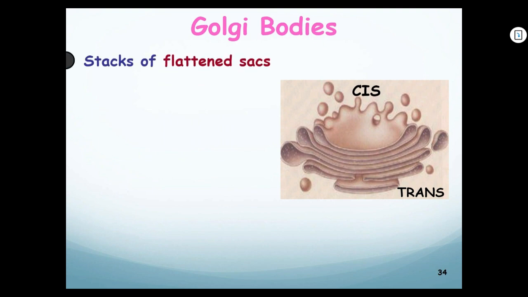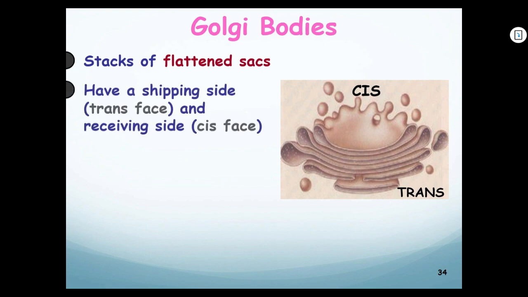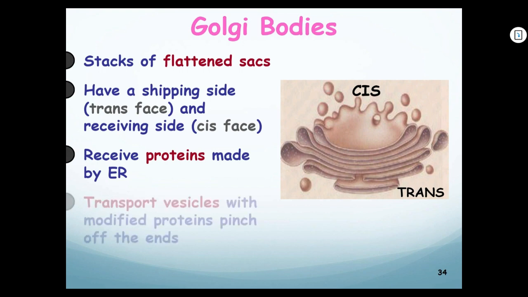So these Golgi bodies, they kind of look like stacks of flattened sacks, kind of like pancakes smushed down, right? And they have a shipping side, which is called the trans face, and a receiving side, which is called the cis face. What's really cool about these is the Golgi bodies, sometimes called the Golgi apparatus. It's a lot simpler to call it a Golgi body, but either one is correct. It receives proteins made by the ER, the endoplasmic reticulum.